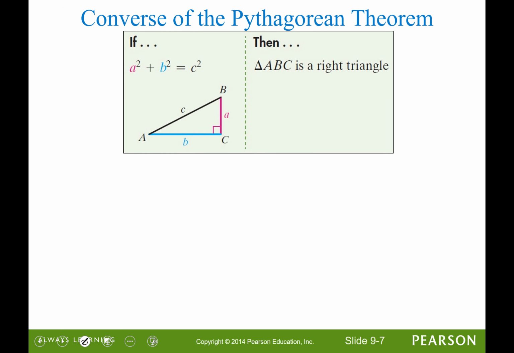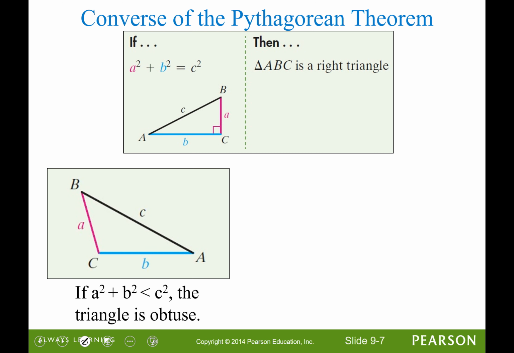Okay, the converse of the Pythagorean theorem is also true. So remember, the Pythagorean theorem stated if triangle ABC is a right triangle, then a squared plus b squared equals c squared. Well, the converse is true as well. So if a squared plus b squared equals c squared, then triangle ABC is a right triangle.